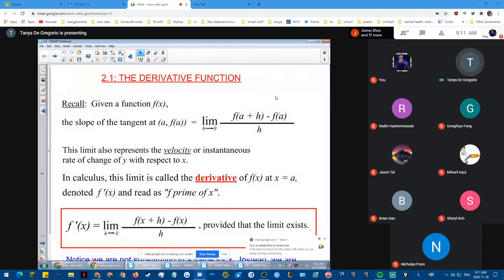So we're still talking about limits. So now we're going to call them derivatives. We're going to call the slopes of our tangents by a different name.